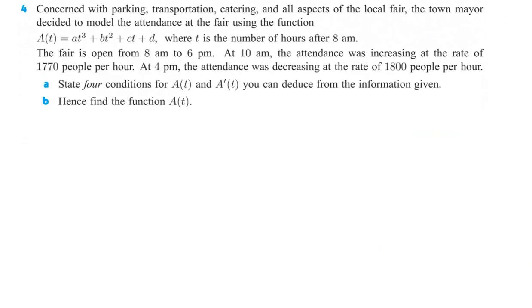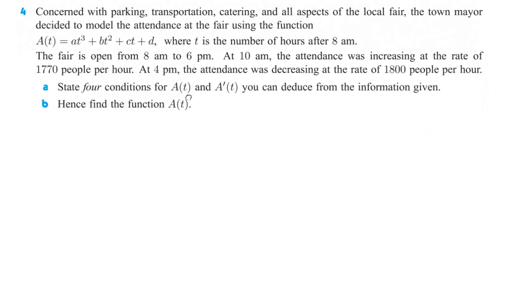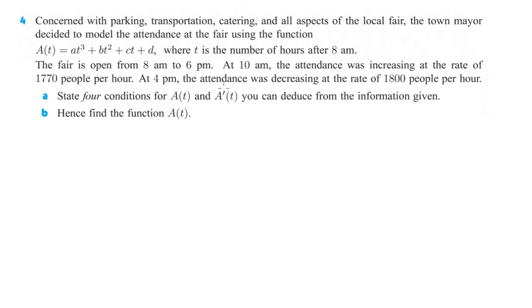Second one we're going to take a look at here is number 4. Concerned with parking, transportation, catering, and all aspects of the local fair, the town mayor decided to model the attendance at the fair using the function, where T is the number of hours after 8 a.m. The fair is open from 8 a.m. to 6 p.m. At 10 a.m., the attendance was increasing at a rate of 1,770 people per hour. At 4, the attendance was decreasing at a rate of 1,800 people per hour. State 4 conditions for A of T and A prime of T, the derivative of A, you can deduce from the information given.